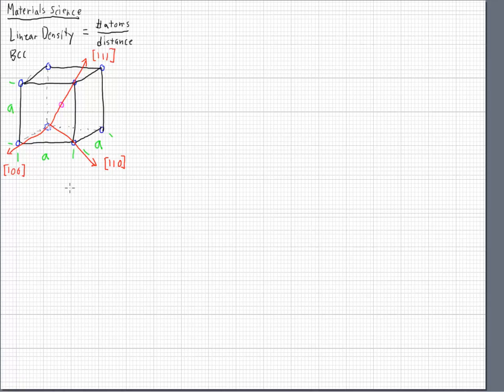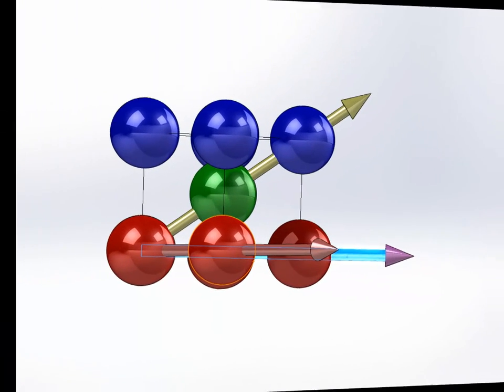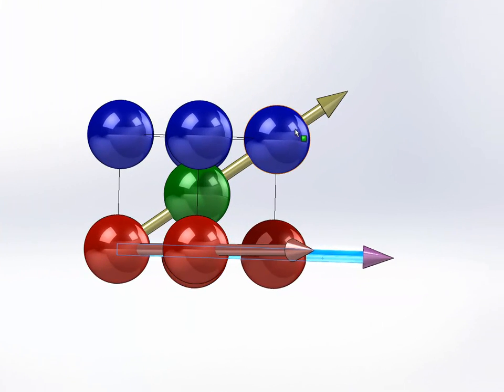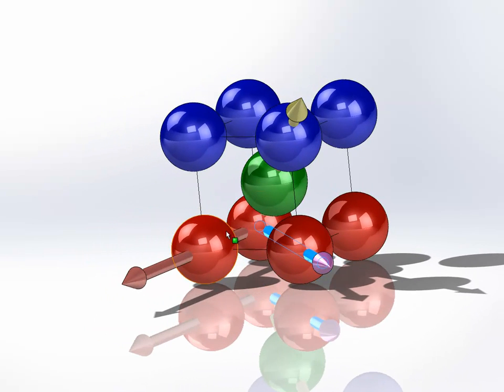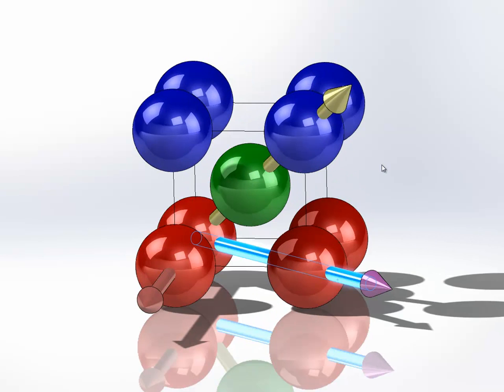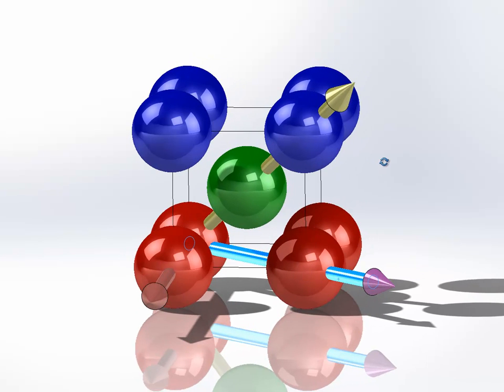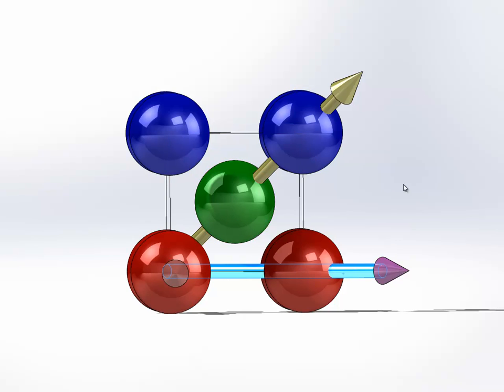Now, this is all difficult to draw on a 2D screen, so let's go down to a 3D model. Here we have the base of the red atoms. There's the body-centered one, the green, and then the upper layer is the blue atoms. Now these are all the same atom. The only difference is the colors indicate the levels. So you've got the red level, the green level, and the blue level.